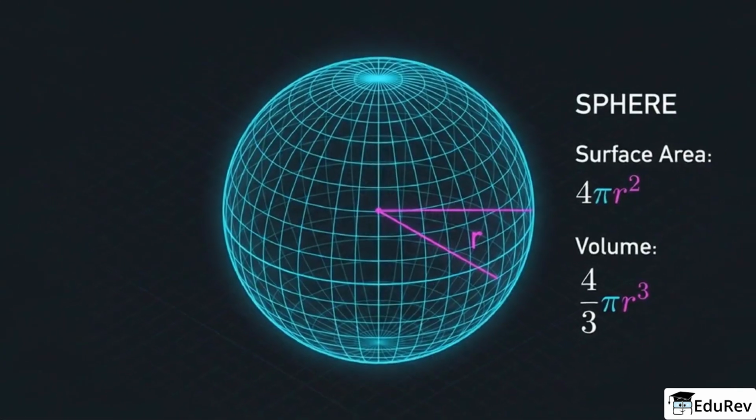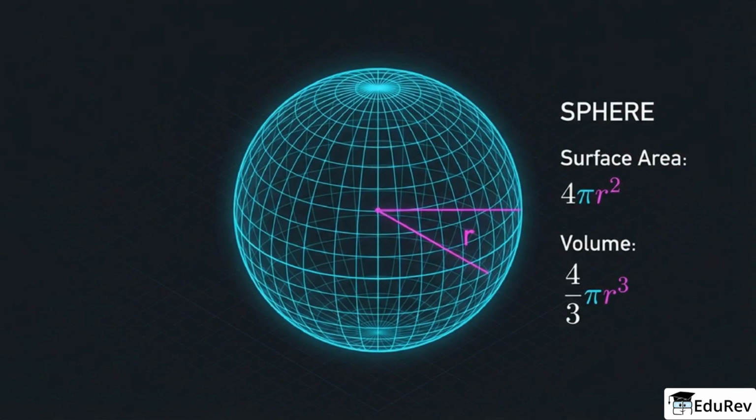Next, the sphere, a perfectly symmetric solid. Its surface area is 4πr², and its volume is 4/3 πr³. Think of the sphere's surface area as 4 times the area of a great circle and the volume as the accumulation of infinitesimal circular slices stacked through the diameter.